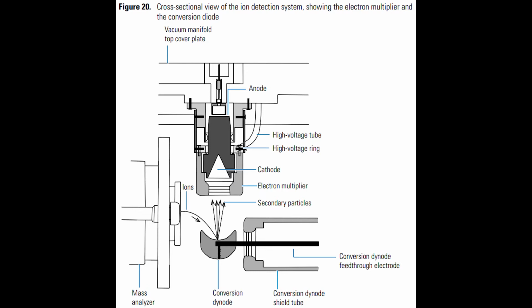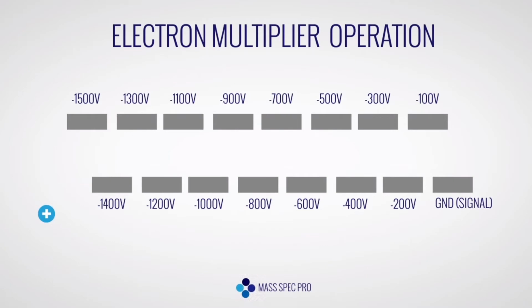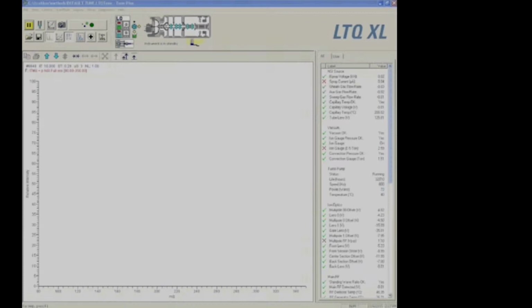So let's look at an animation here from the Mass Spec Pro to see what that looks like. We've got a positive ion coming in, striking the first plate, converted to electrons, and each time an electron strikes a plate, you get multiple more electrons off, and it's massively amplifying the signal to give you a readable signal.